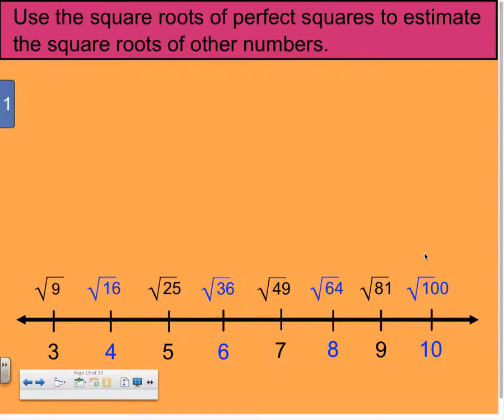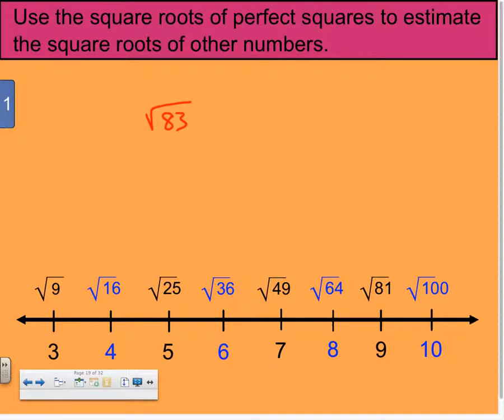But what if, for example, I want to find the square root of 83? Well, the square root of 83 is not going to be a nice, neat whole number. It is going to be probably an irrational number. But what if I just wanted to estimate it? What if I just wanted to figure out what kind of whole number it would be close to?